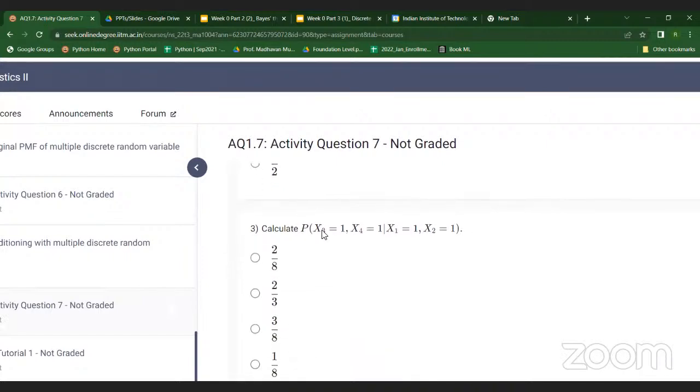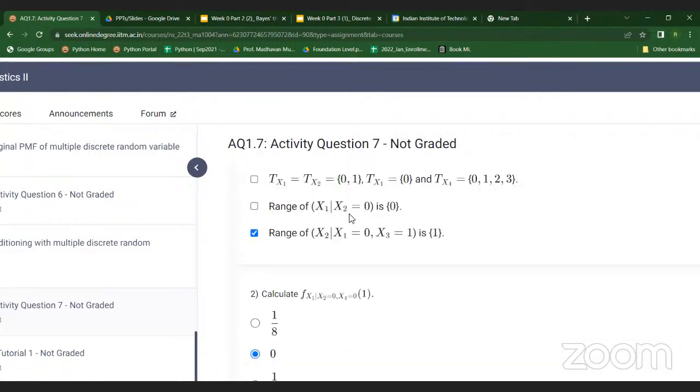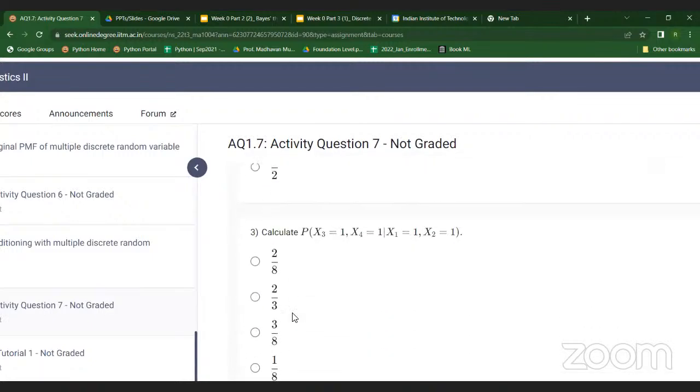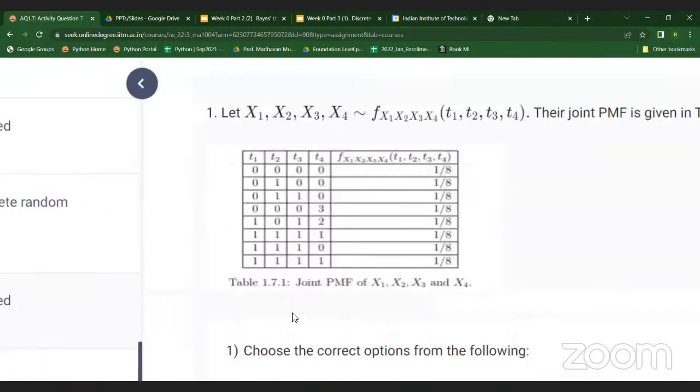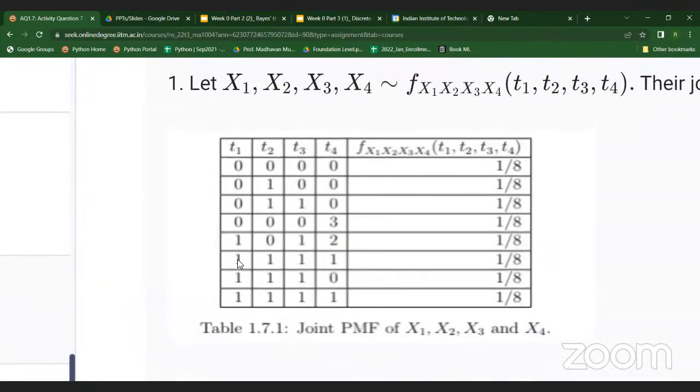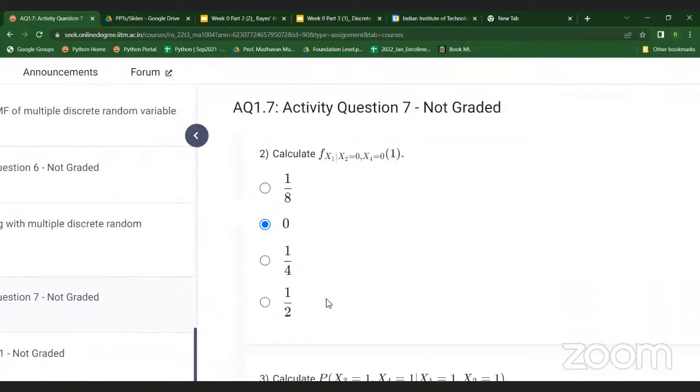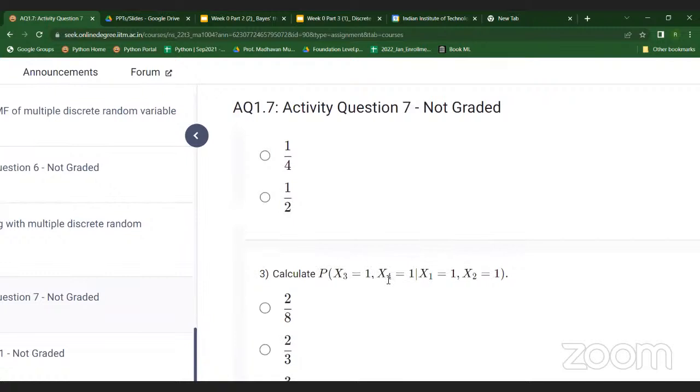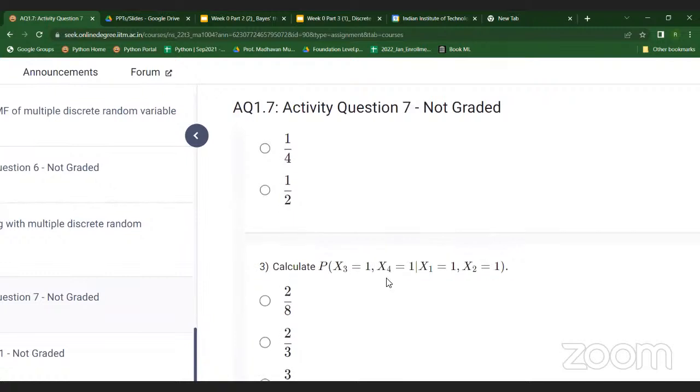They're asking now to calculate probability for x3 equals 1 and x4 equals 1 given that x1 equals 1 and x2 equals 1. x1 and x2 as 1 occurred in the last 3 scenarios, right? Correct. In the last 3 scenarios, x1 is 1 and x2 is 1. Among those scenarios, in what all cases did we have x3 as 1 and x4 as 1? In 2 cases. So the probability for x3 equals 1 and x4 equals 1 given that x1 is 1 and x2 is 1 is going to be 2 by 3, right?